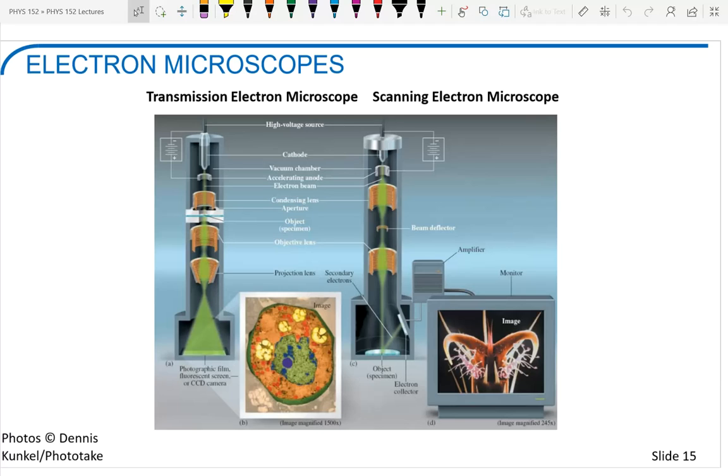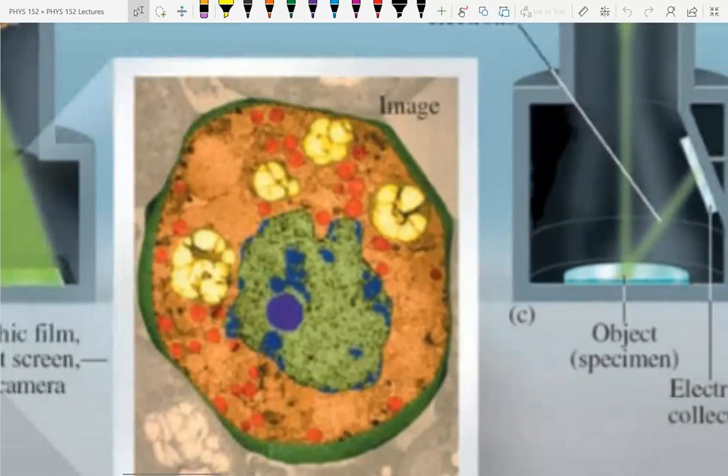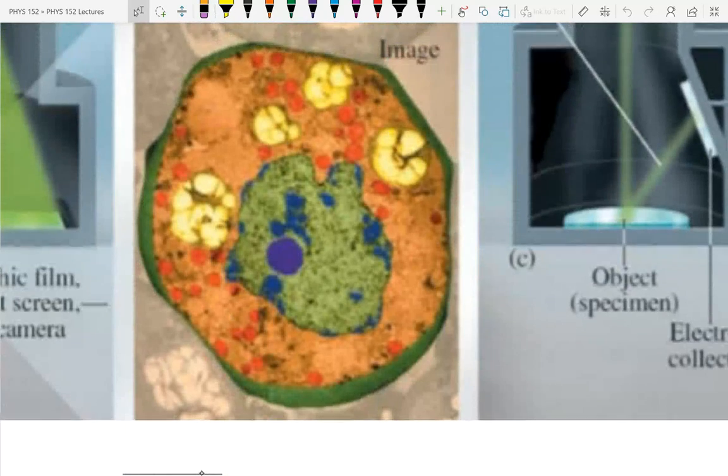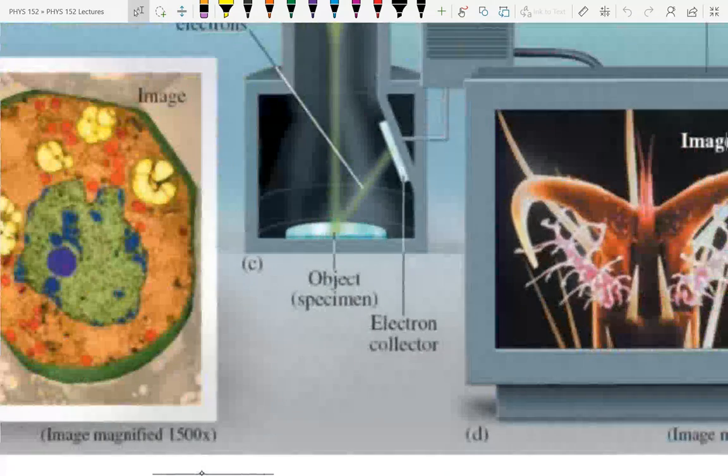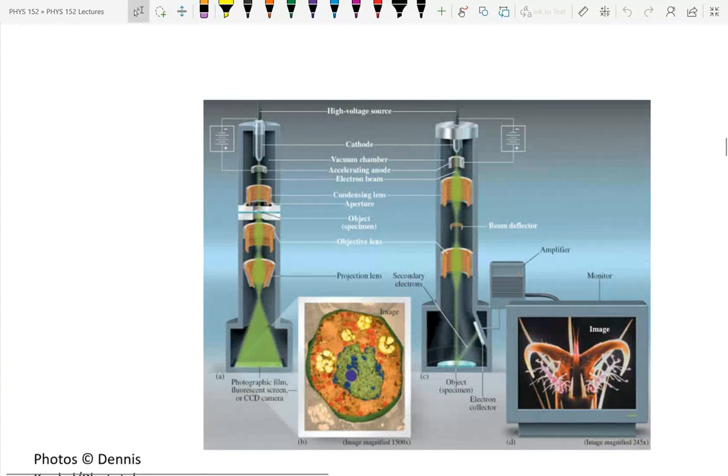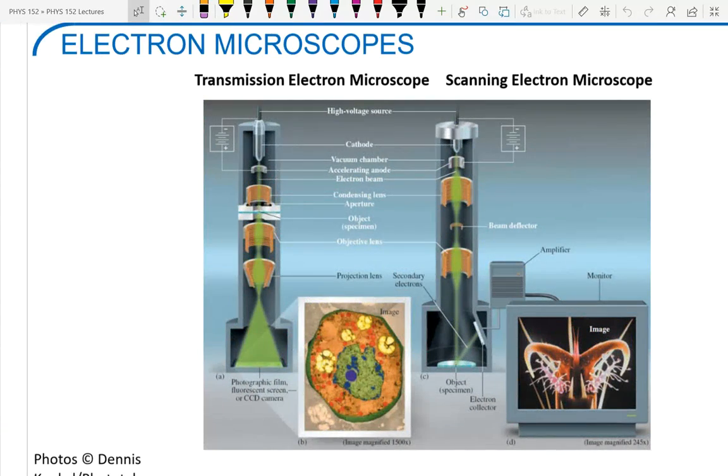And so you can see here some pictures that you might take with these. This is a transmission electron micrograph here and a scanning tunnel electron micrograph here of some insect's mouth. Right, so we use these because we can get better resolution.